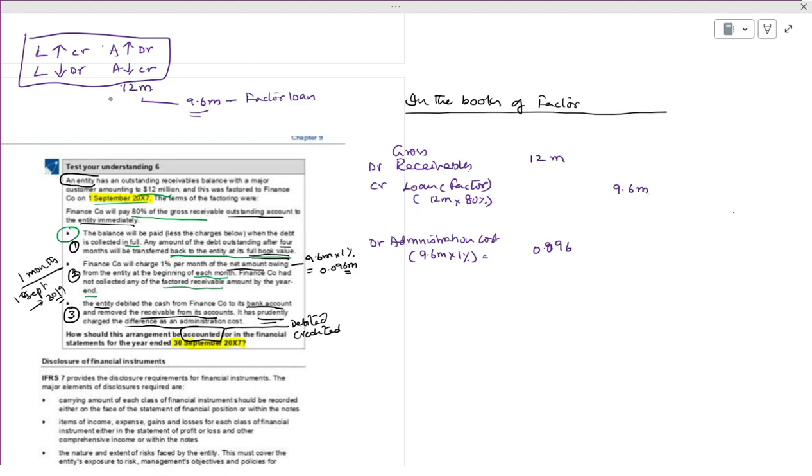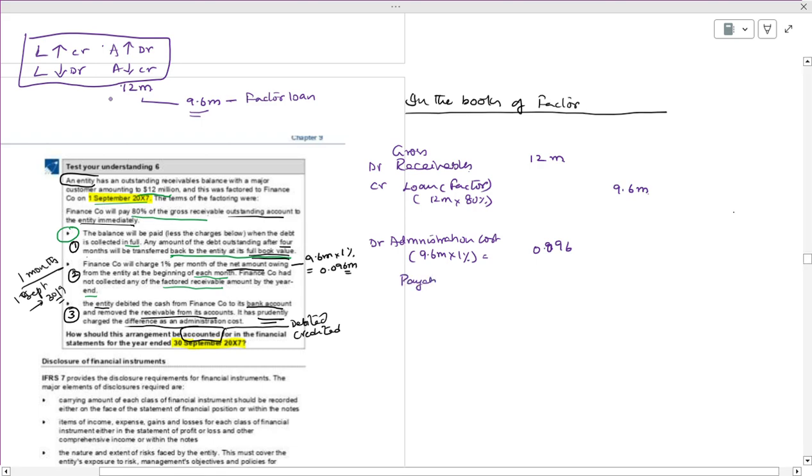Now, what do they say? It is prudently charged, the difference as an administration cost. Prudently means cautiously. When the settlement happens, after 4 months, if it is going to be recovered, then we will have to convert the administration cost into cash. Cautiously means they have to pay it back if everything is recovered, so we will not keep this 0.096.